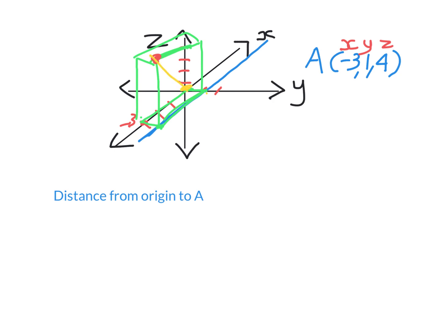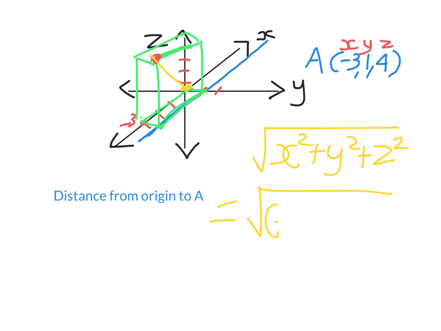We can use Pythagoras' theorem in 3 dimensions. Remember, the square root of x squared plus y squared plus z squared gives you Pythagoras in 3 dimensions. Here, the distance along the x-axis is just -3, so we'll put brackets around that. Distance along the y-axis is 1, distance along the z-axis is 4. If you put that on your calculator, you get the square root of 26, which is about 5.1 units.